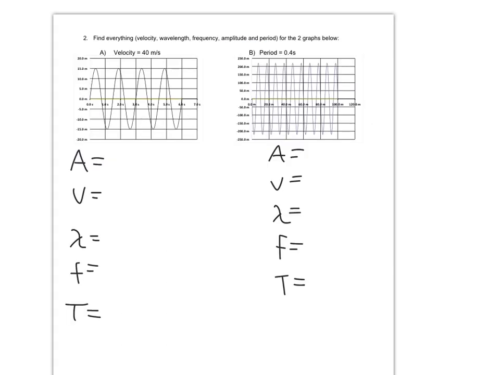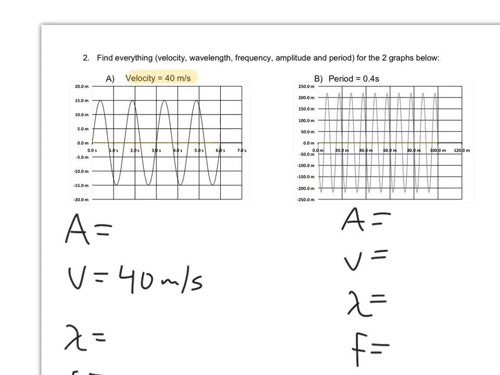All right, so we're going to move on to this next problem here where we have two different graphs we want to analyze and find everything we can about them. So for this first graph, we're given our velocity is going to be 40 meters per second. The next thing we can do is really dive into this graph a little bit here and read some things about it to get additional information.